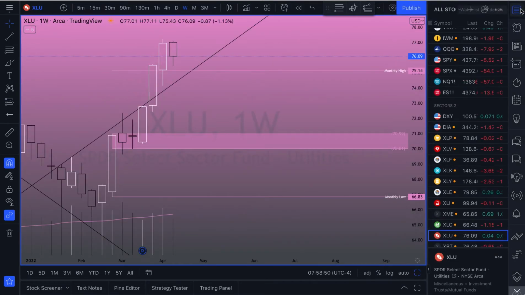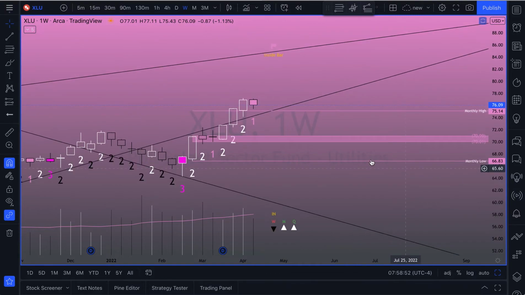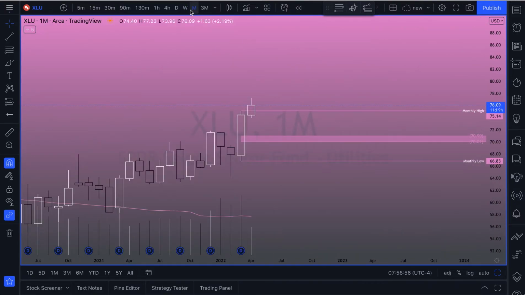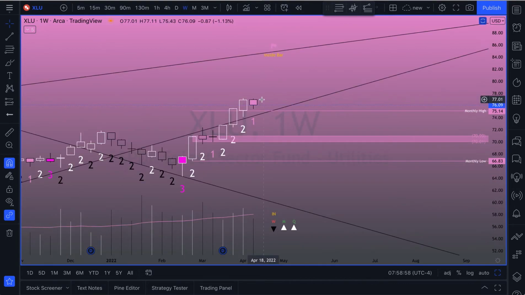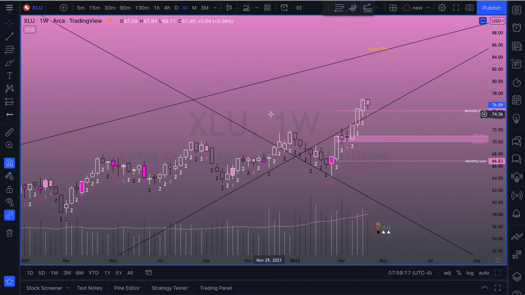XLU. Utilities look like it triggered the monthly 2 up in force. So the direction is up. If I had to draw a broadening, this looks to be making a reversal, maybe to potentially retest the 50 or retest this broadening formation expansion coming out of it. So I would just watch it, but utilities look pretty cool.